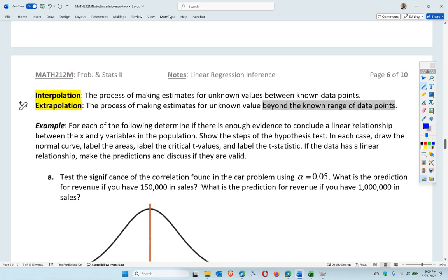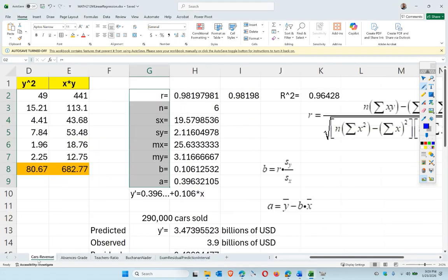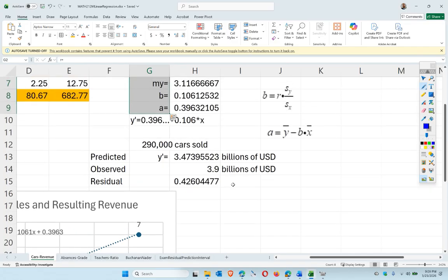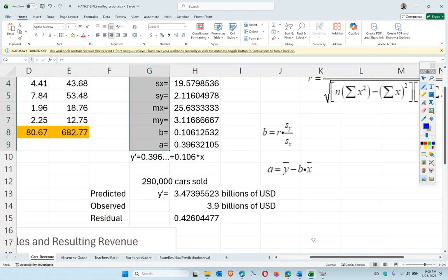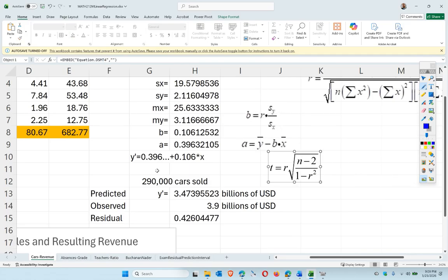Okay. All right, so let's go back and steal the t here, and go to the spreadsheet. We'll start with the car revenue. Okay. Let's plop that over there. Bring this up here. Bring this up here. All right.